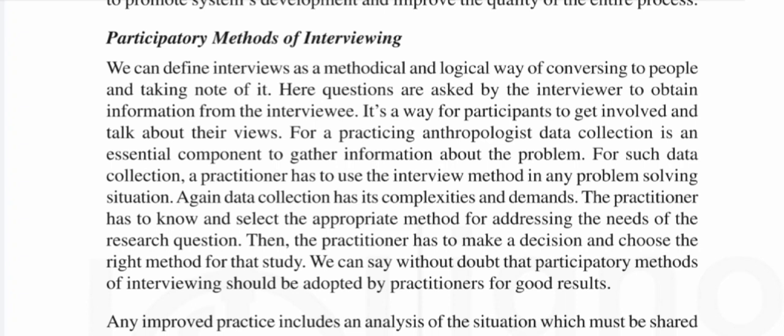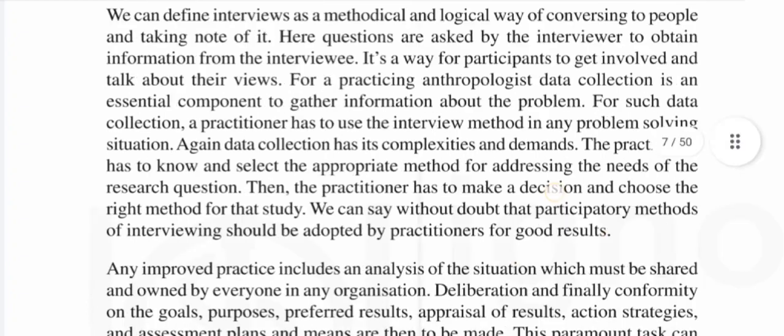For a practicing anthropologist, data collection is an essential component to gather information about the problem. For such data collection, a practitioner has to use the interview method in any problem solving situation. Again, data collection has its complexities and demands. The practitioner has to know and select the appropriate method for addressing the needs of the research questions. Then the practitioner has to make a decision and choose the right method for that study. We can say without doubt that participatory methods of interviewing should be adopted by practitioners for good results.